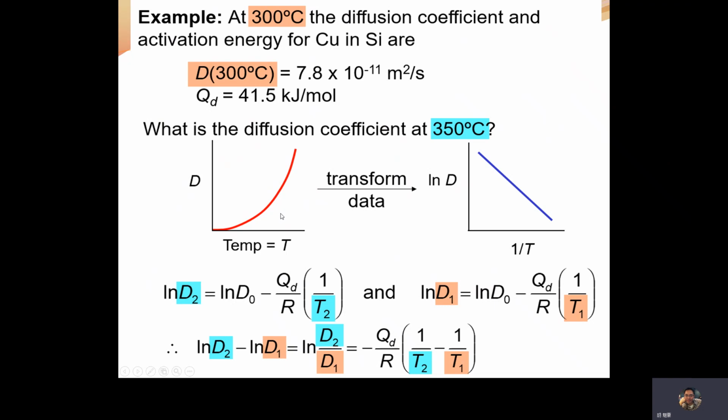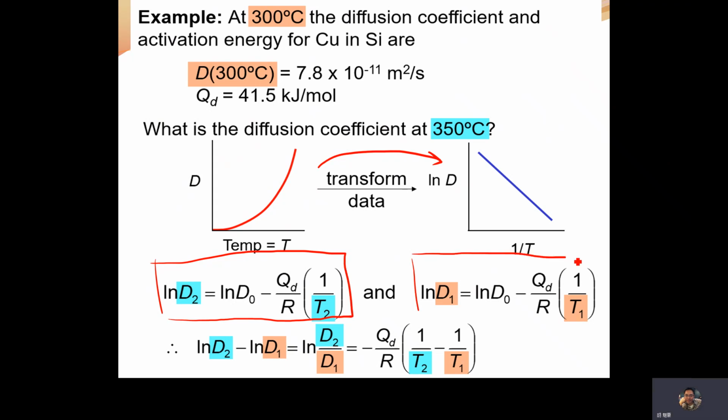So we can convert it, we can transfer the data from this exponential to linear, right? It's an exponential function. You can take the natural log to transfer the data from exponential function to linear. Therefore, this is the linear function. We already mentioned previously, it's a linear function. It's the other linear function with different temperature.